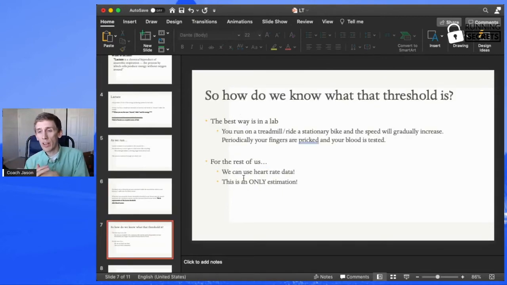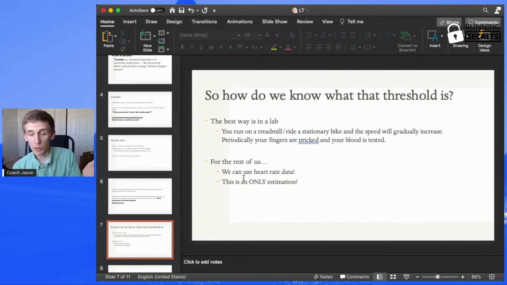All right, so how do we know what that threshold is? So obviously, the best way is to do it in a lab. So when you do it in a lab, it's kind of like when you do a VO2 max test, where you hook up all the things and you get measured. So with blood lactate, you either get on a treadmill or you get on a stationary bike and you ride for a given amount of time, and in specific intervals, your speed or resistance will increase. And periodically, your fingers will be pricked and your blood will be tested. And eventually, you'll be able to figure out where exactly your blood lactate threshold is, because there'll be an increase in lactate in your blood.